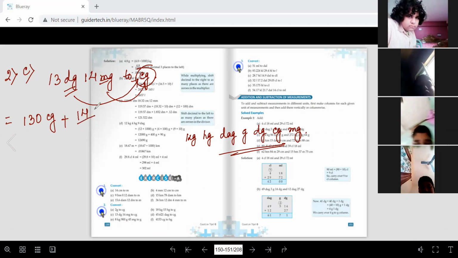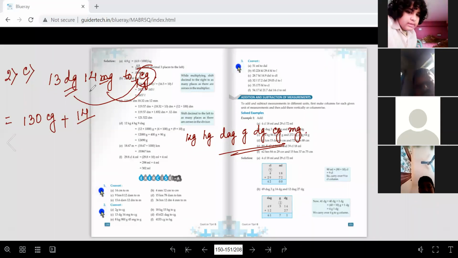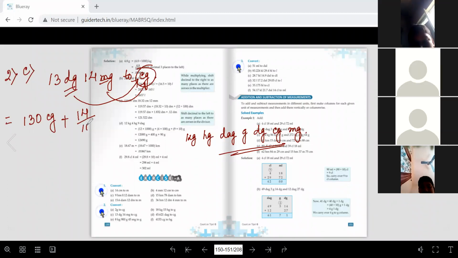Sorry, which one? Samia? Divided by 10. Devolin? Yes, ma'am, by 10. Unit will be milligram, right? No, ma'am, centigram. Centigram, ma'am. Okay.